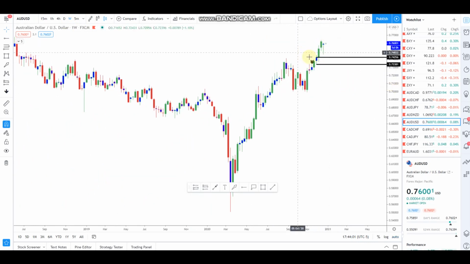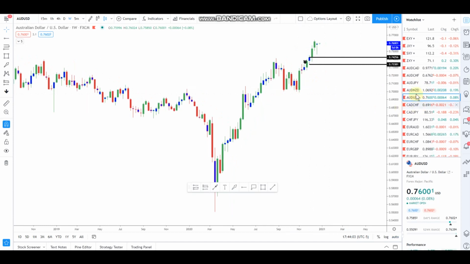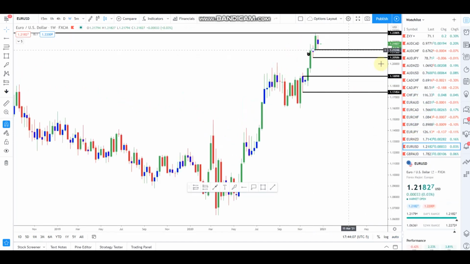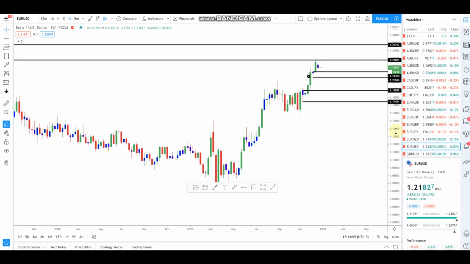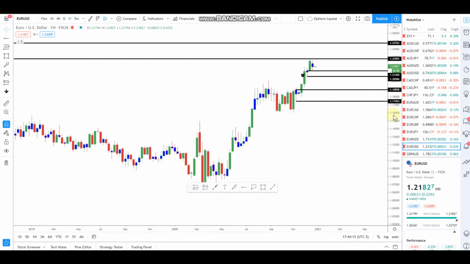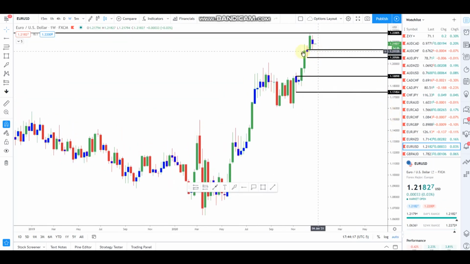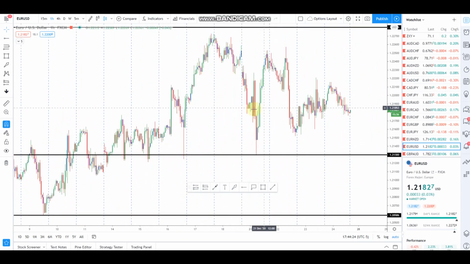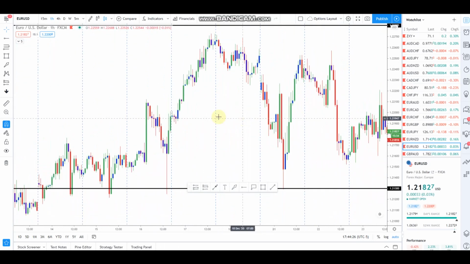So let's move on to the Euro USD, and we're in between the sell area here and also the buy area. You can see we came right into it last week and just touched it. So we can go down into the 1 hour here and have a little look at what's going on. And you can see right here, we came down and just touched it.